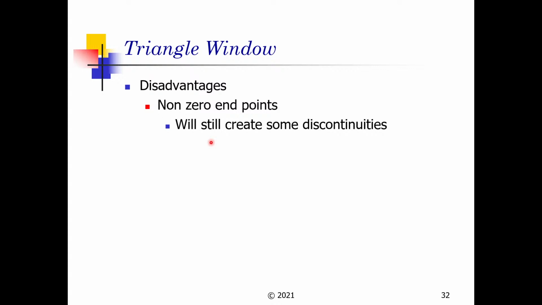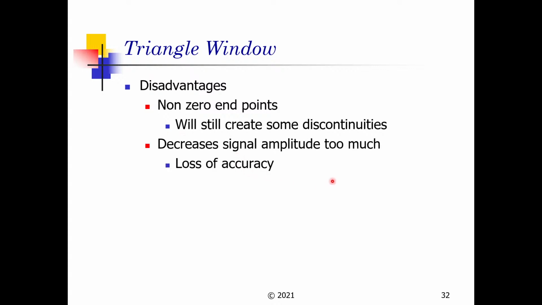So because of those non-zero endpoints, that's why you get some discontinuities as a result, as we just observed in the previous slide. And because you don't get the magnitudes matching back up, because you get the maximum amplitude being close to 1 and the minimum magnitude not going as close to 0 as possible, you lose some accuracy as a result of that.